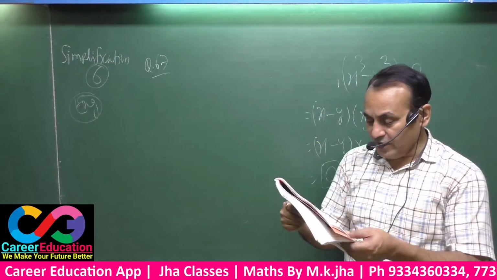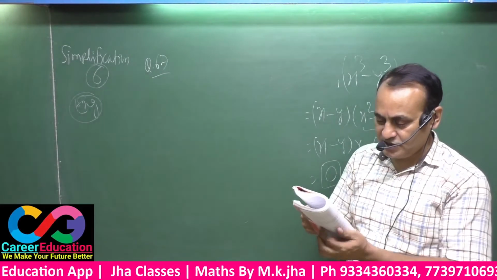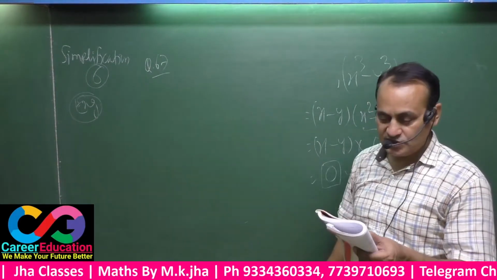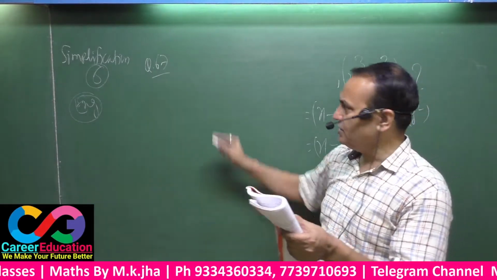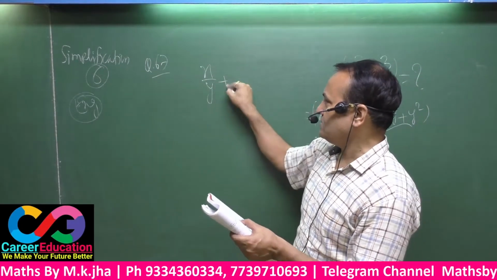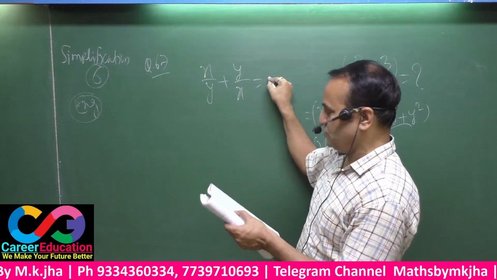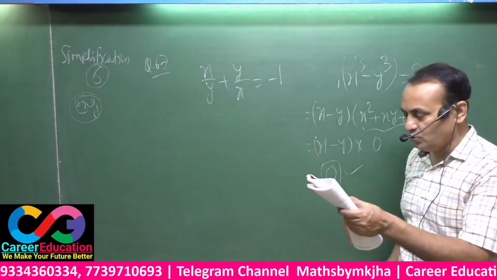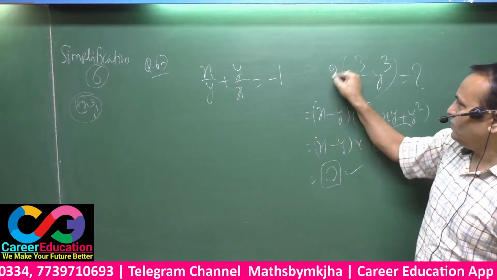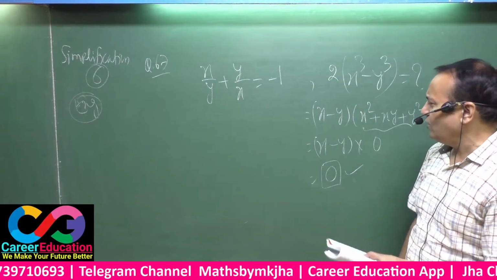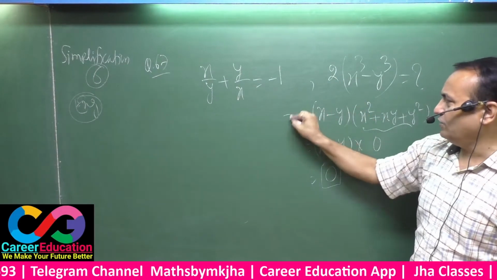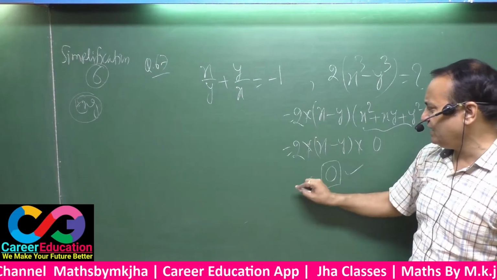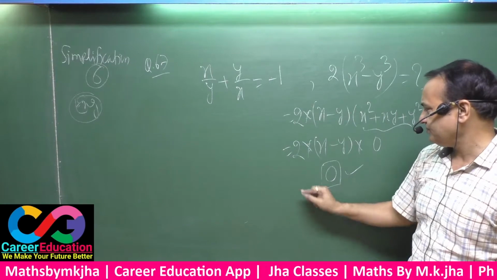See, next question is question number 67. That is almost the same as question 66 was. This is x by y plus y by x equals to minus 1, and you have to point out the value of x cube minus y cube. That means your answer will be again 0.